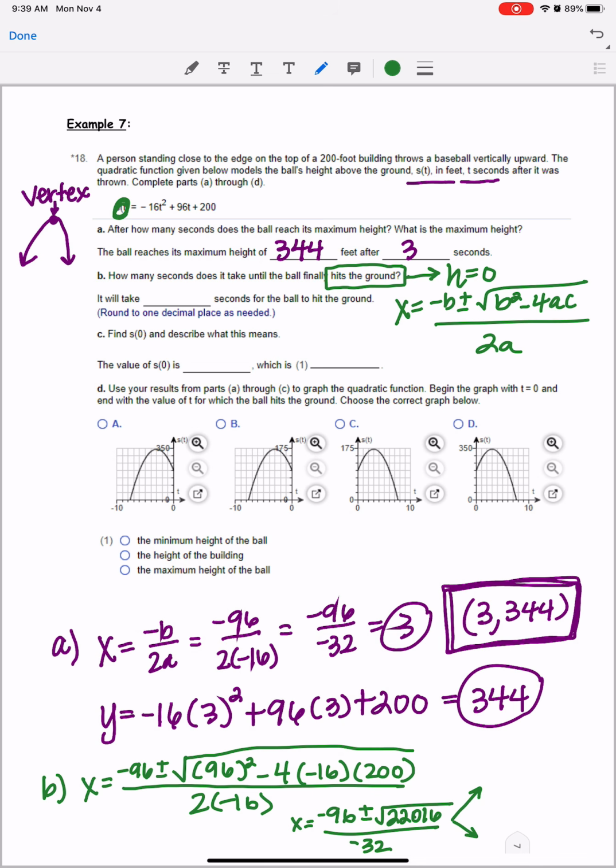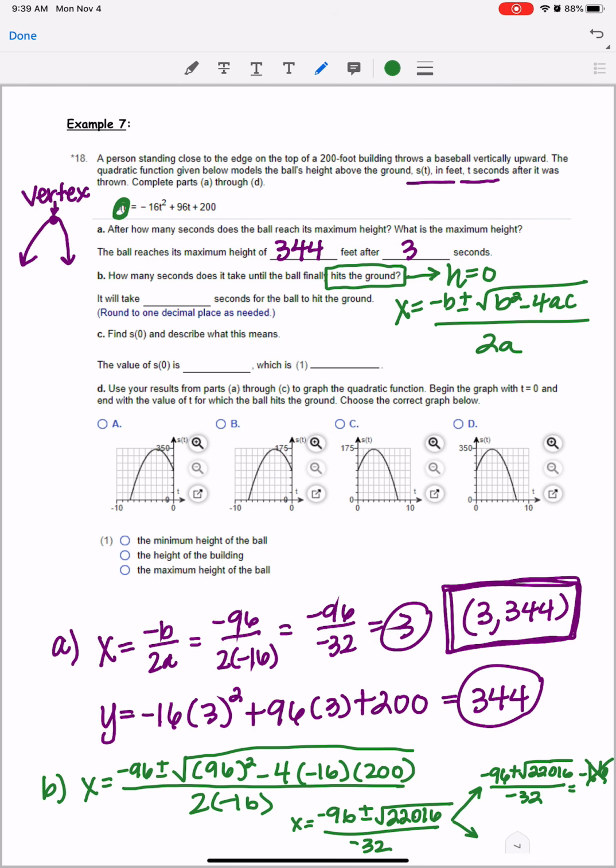So we've got negative 96 plus the square root of 22,016 all over negative 32. When you put that in your calculator, remember to put the top in first, hit enter, and divide by negative 32. We're going to get negative 1.6. Because we're talking about seconds, I can't have negative 1.6 seconds. So we're throwing out that one. So let's try the next one.